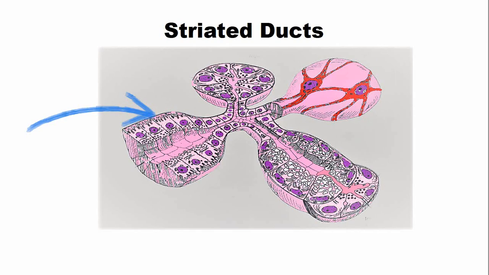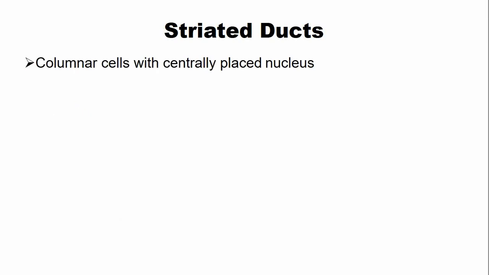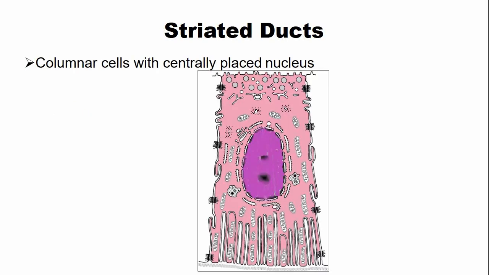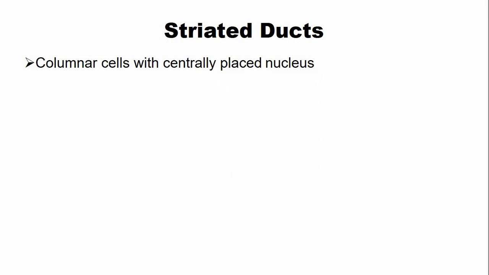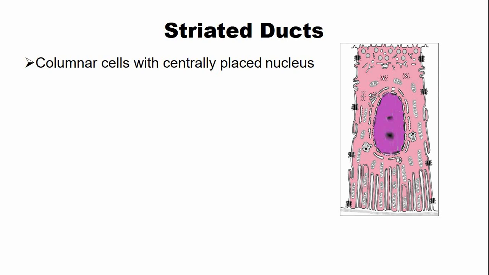And numerous intercalated ducts join the striated duct. The striated ducts have columnar shape with centrally placed nucleus. The intercalated duct has a cuboidal appearance, while the striated duct has a columnar appearance with a centrally placed nucleus, as you can see in this picture.